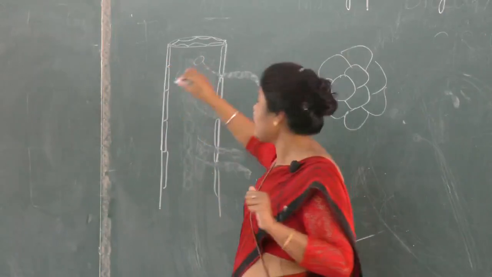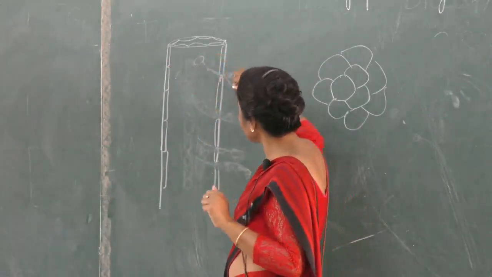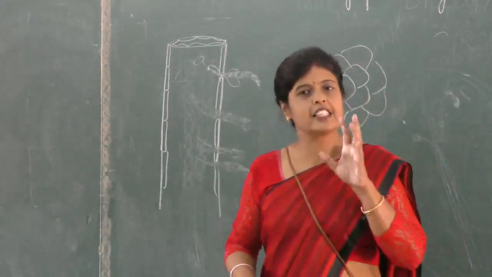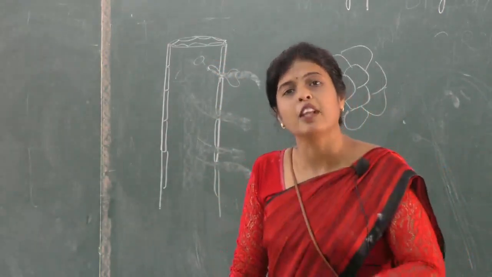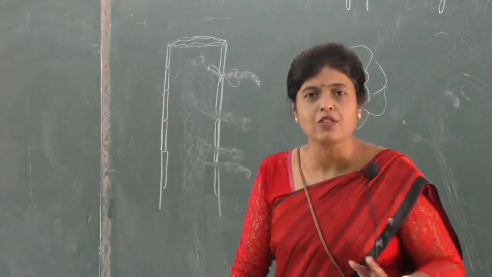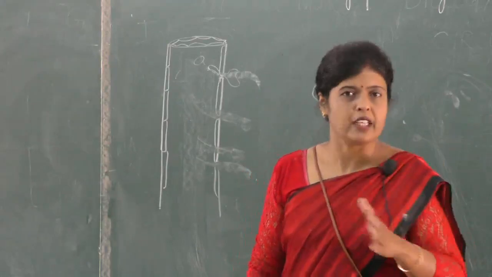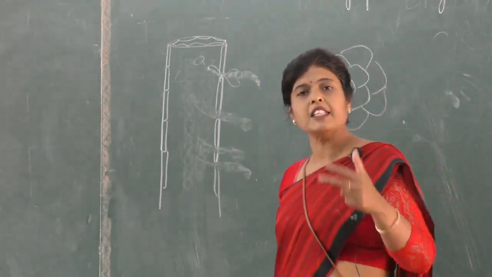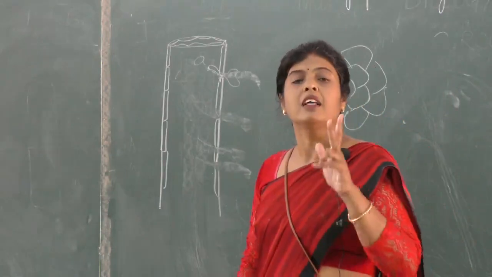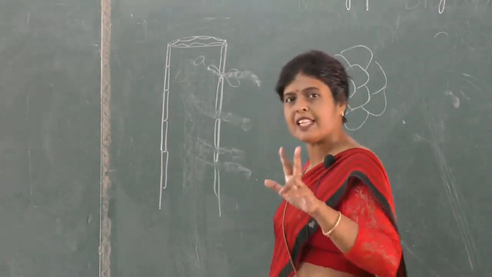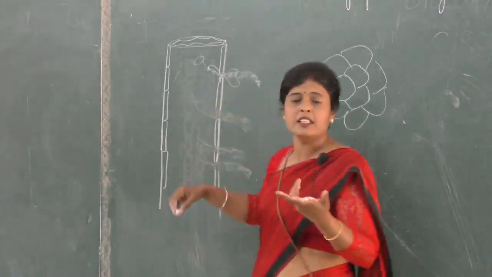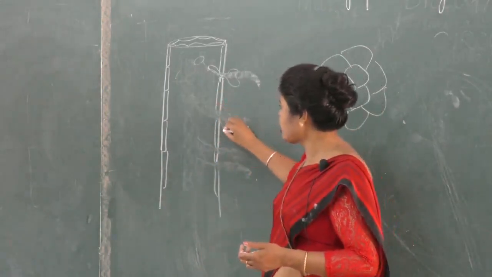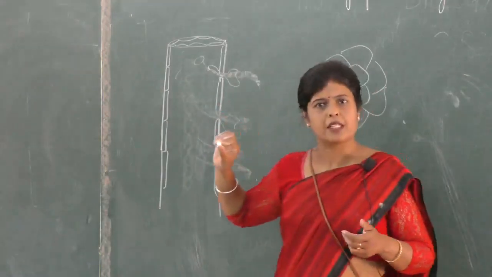But WBCs can come out on their own by the process of diapedesis, you remember. It's not that they just pass out, because they are the largest blood cells. RBCs and platelets cannot come out. But WBCs can come out by changing their shape. We call the process diapedesis.